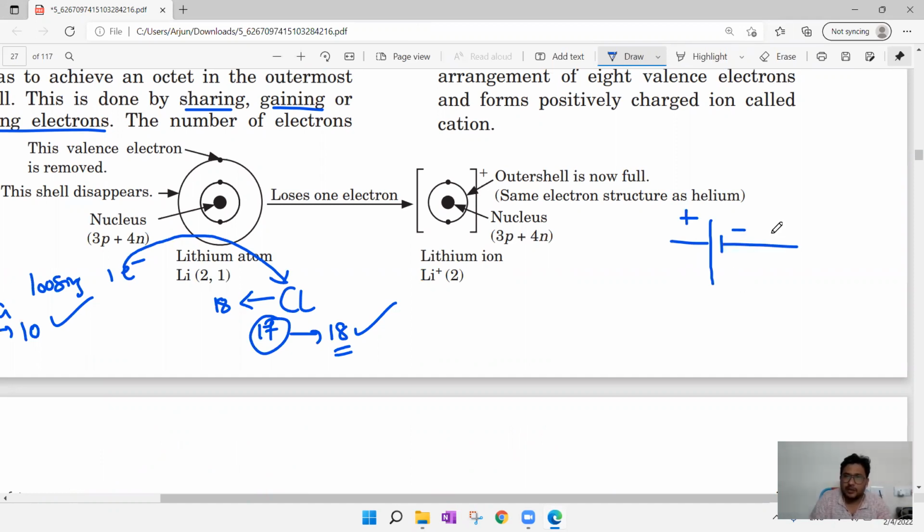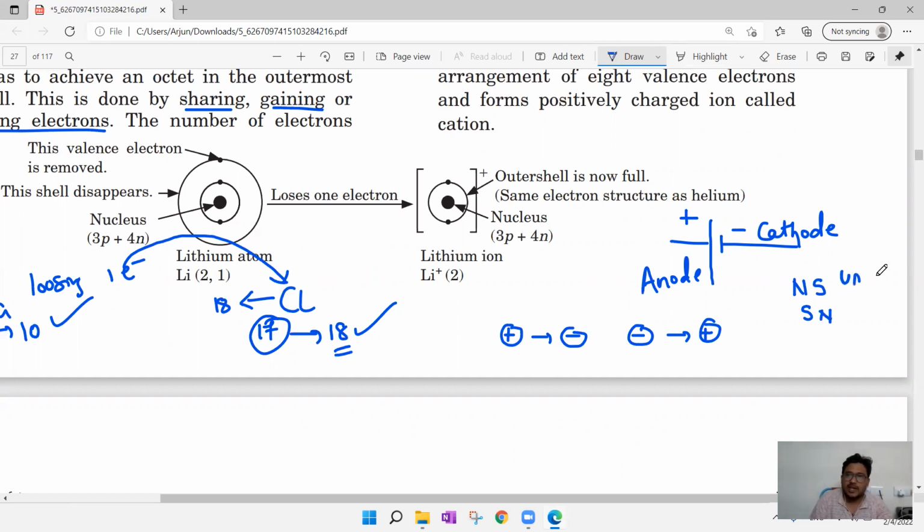The negative terminal we have to call the cathode. Just try to understand these names. The positive terminal we have to call the anode. That's it. Positive means anode, negative means cathode. Now in 6th class we studied one concept: positive charges always move towards negative. Positive attracts negative, negative attracts positive. In magnetism also, the north pole is attracted towards the south pole, and the south pole towards the north pole. Simply to say, unlike poles attract.